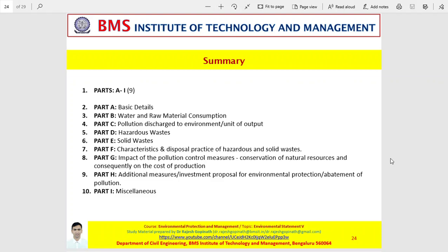Part G speaks about the impact of the pollution abatement measures on the conservational aspects and the productional cost. Part H speaks about any additional measures and investment proposals which the industry has undertaken to protect the environment and cut down the pollution. Part I contains details which have not been asked or required in the previous parts. Hence, all miscellaneous data is mentioned herewith.